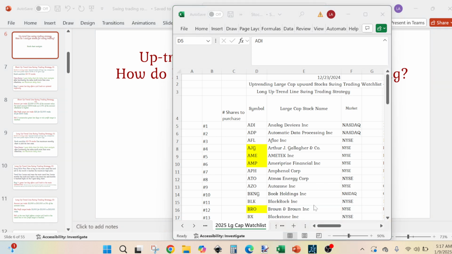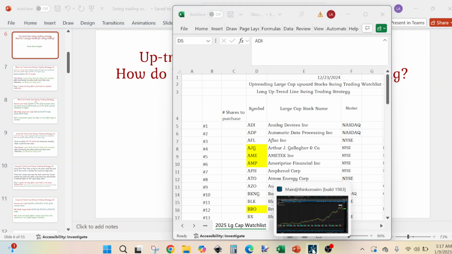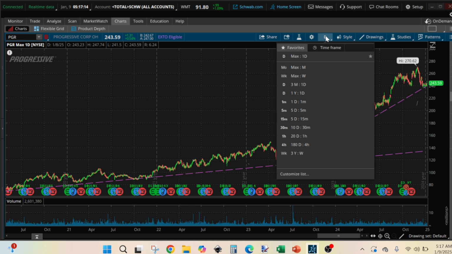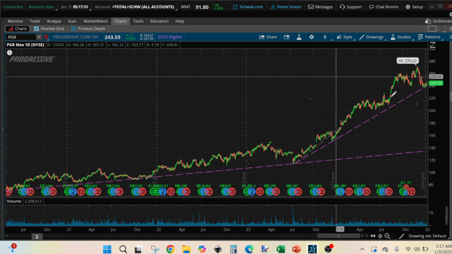We are going to use the daily chart to analyze the stocks, and you can use either the 1 year daily chart or the maximum daily chart. Because some of our long trend lines start very low, they may not be seen on the 1 year daily chart. Therefore, we are going to use the maximum daily chart.